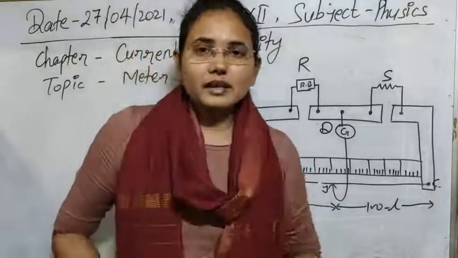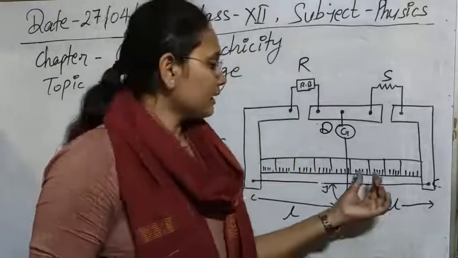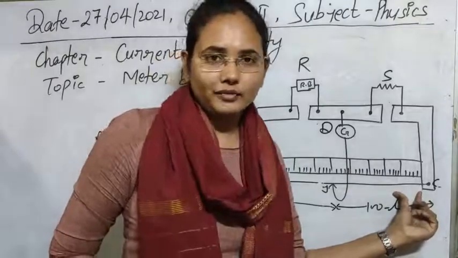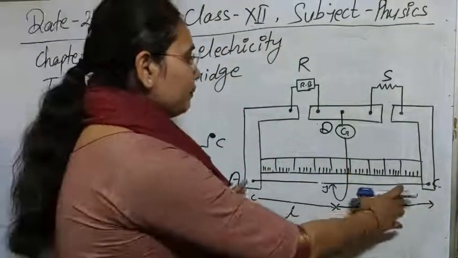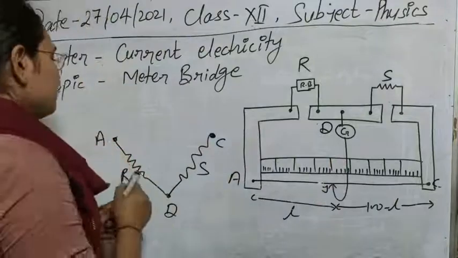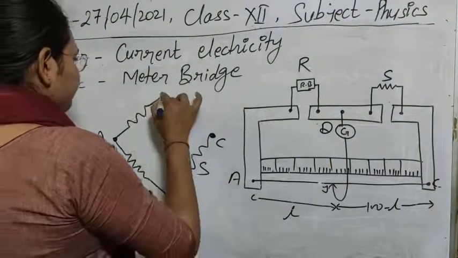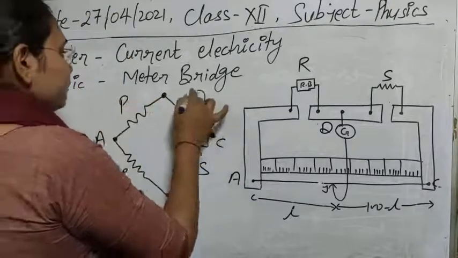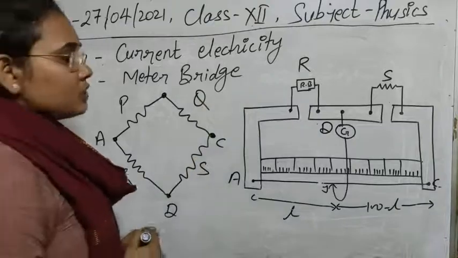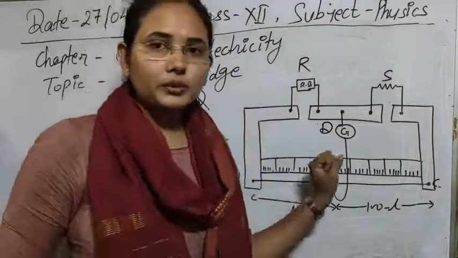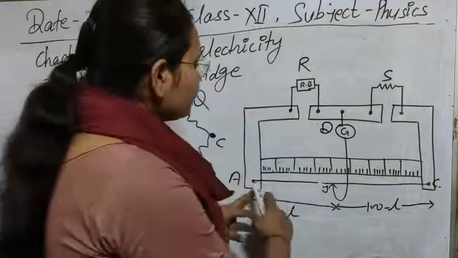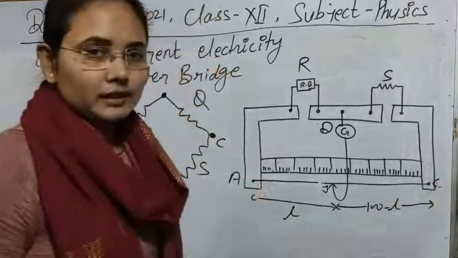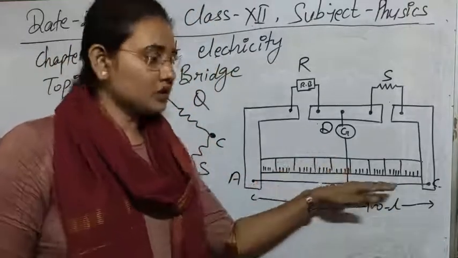So why is its name slide wire bridge? The reason is that here we can slide the jockey over this wire, so that's why it is also called the slide wire bridge. Now in the case of the Wheatstone bridge, we are using 4 resistors, in this way. In these 4 resistors, P and Q are of fixed resistance. So how do we get P and Q in the case of the meter bridge? In the meter bridge, P and Q are served by this wire that is 1 meter long. So for P and Q we are just using this wire.